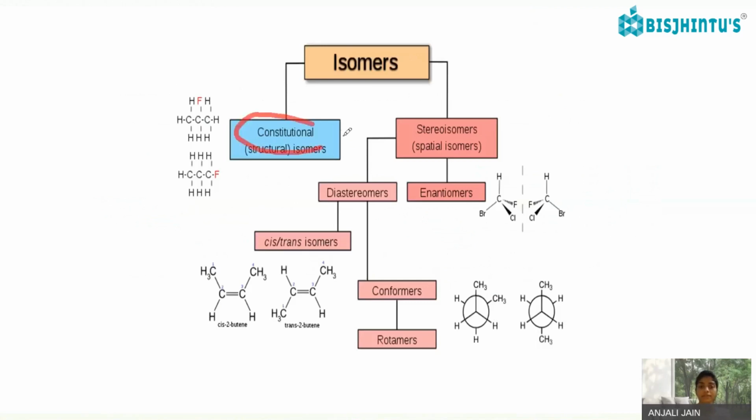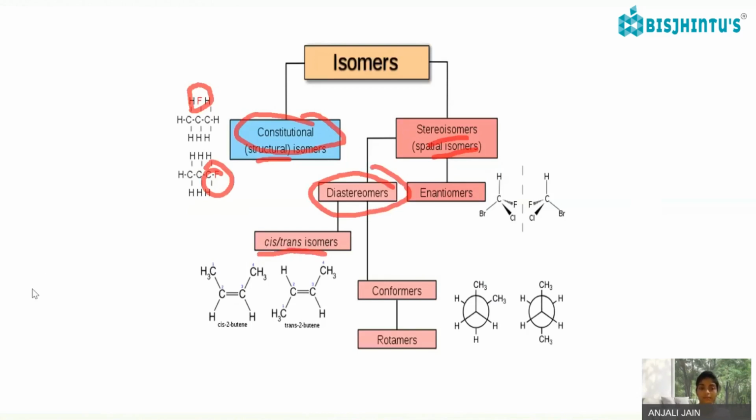The constitutional isomers are those which differ in the structure. Like over here, the fluorine was attached at the second position, and here the fluorine is attached at the third position. So this is 2-fluoromethane, and this is 1-fluoromethane. Stereoisomers, on the other hand, are spatial isomers. This can be divided into diastereomers as well as enantiomers. Diastereomers are again further classified into cis and trans isomers.